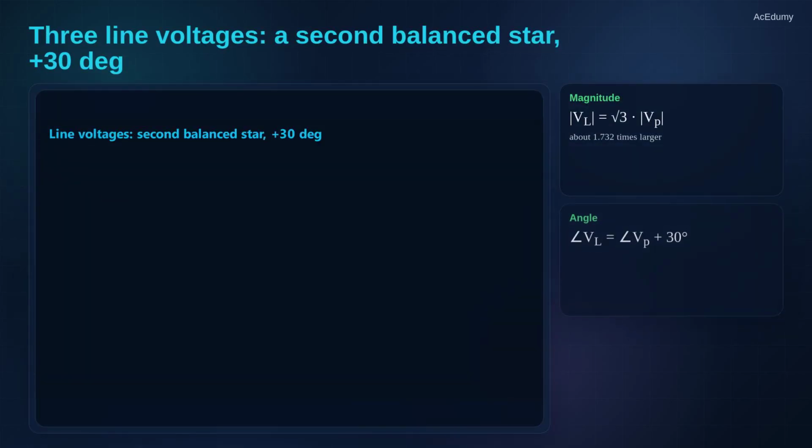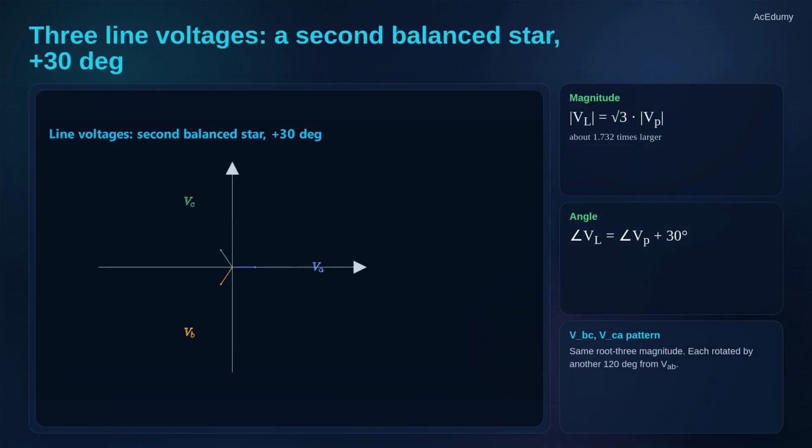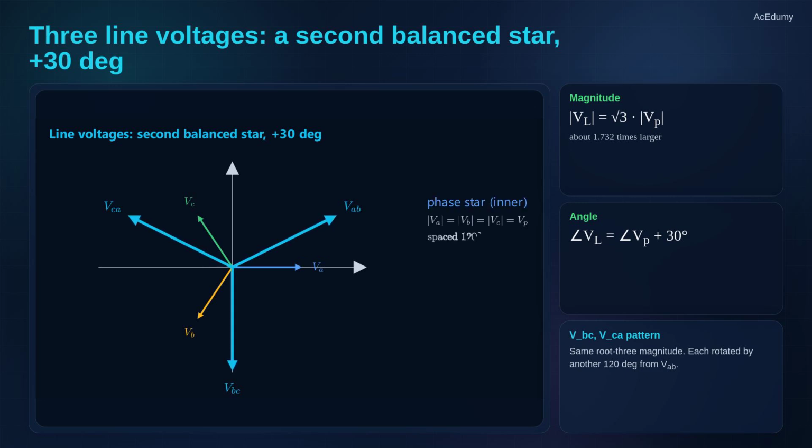Here is the result you carry forward. The line voltage magnitude is the square root of 3 times the phase voltage magnitude, about 1.732 times larger. The line voltage leads the corresponding phase voltage by 30 degrees. The other two line voltages, VBC and VCA, follow the same pattern. Same magnitude root 3 VP, each one rotated by another 120 degrees. The three line voltages form a second balanced star, larger and rotated 30 degrees from the phase star.